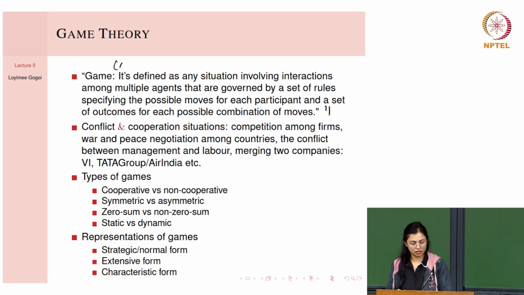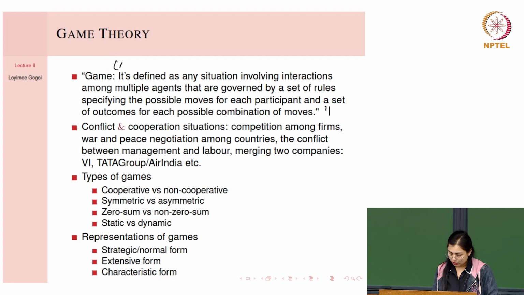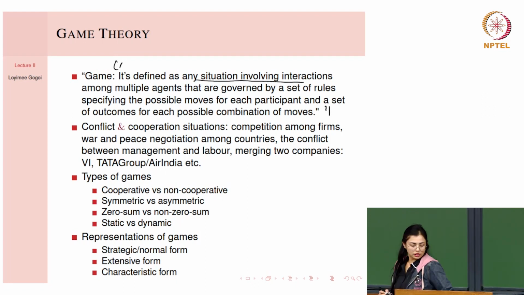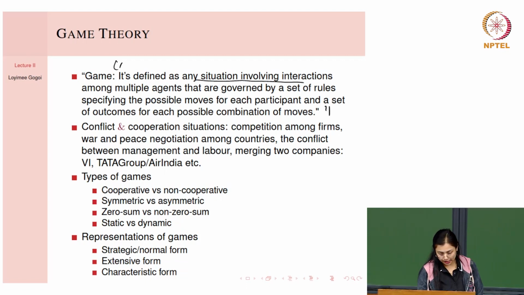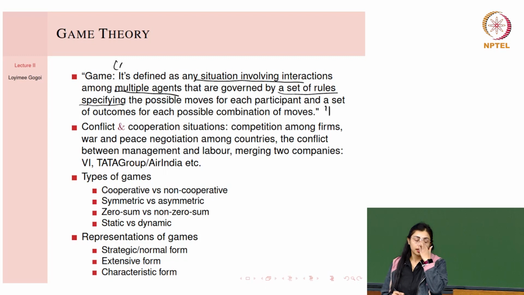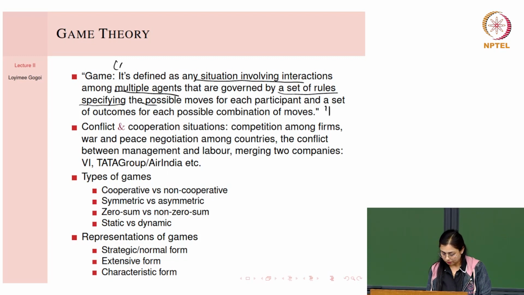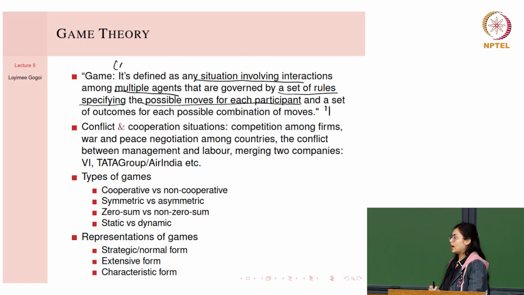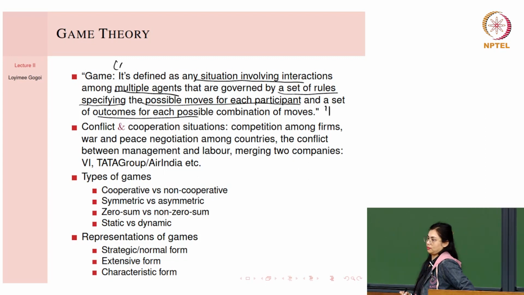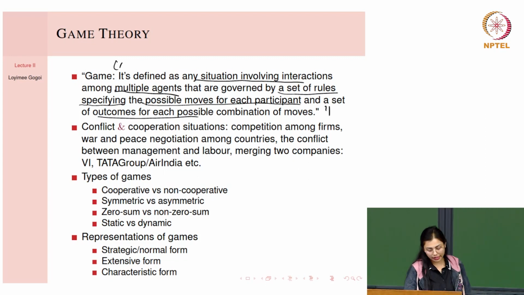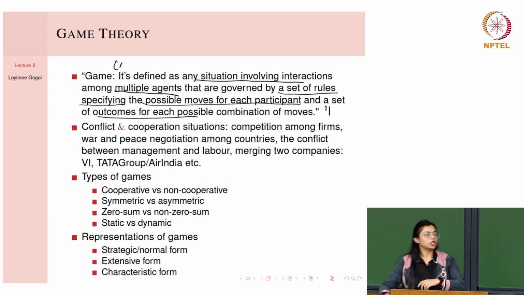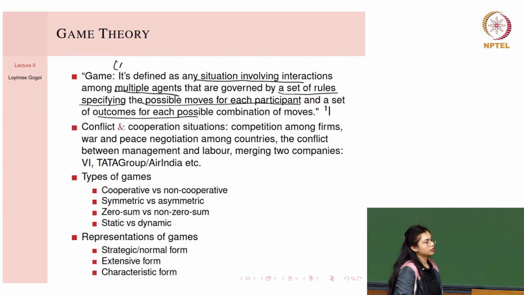A game is defined as a situation involving multiple agents who have to abide by a set of rules, and there are some possible movements for each agent, and in return there will be some outcomes for each possible movement. So this is a standard definition. Basically, what is game theory or decision theory? It's a modeling of human interaction in social and economic situations.